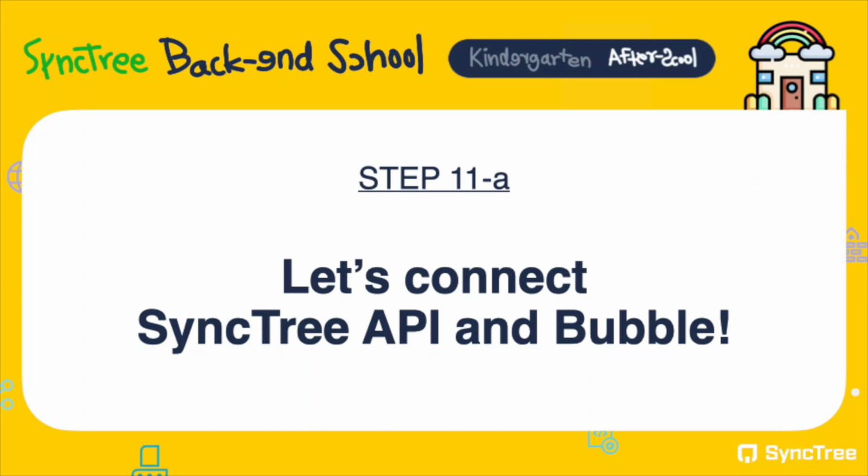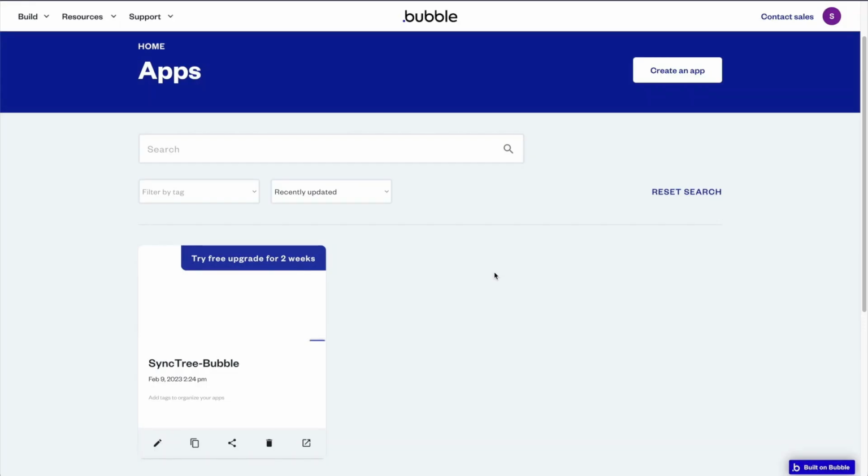In this course, you'll learn how to integrate the SyncTree API with one of the leading no-code tools, Bubble. Bubble is a service that allows you to build web apps in a no-code way, and it has attracted a lot of attention for its flexibility and freedom to respond to both PC and mobile environments. In this course, I'll show you how to connect and test an external API deployed through SyncTree.